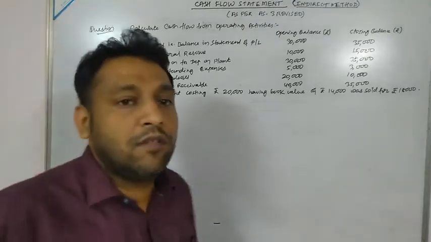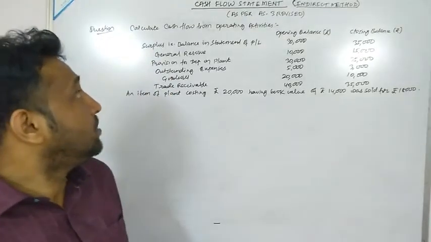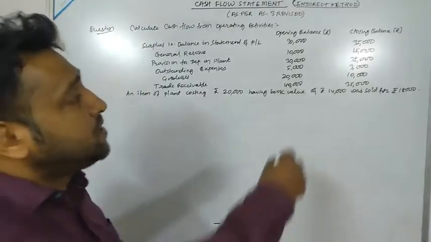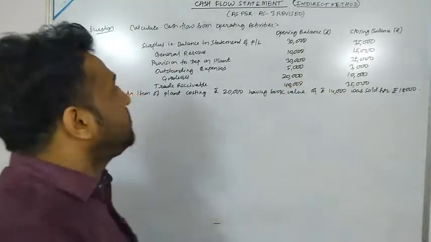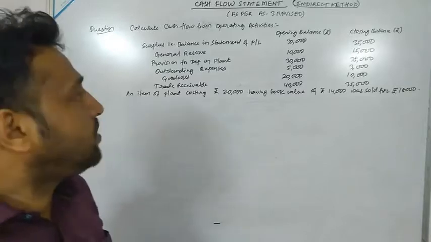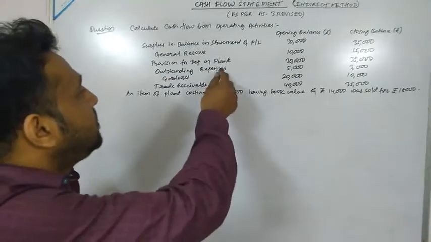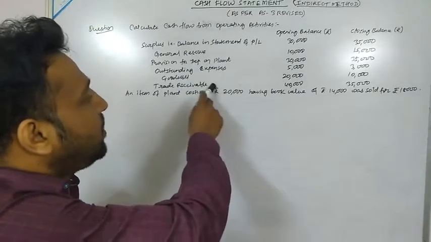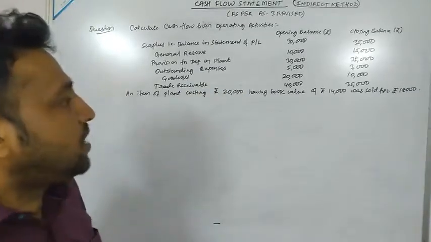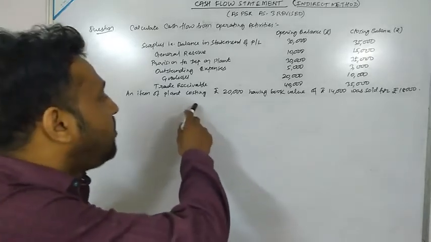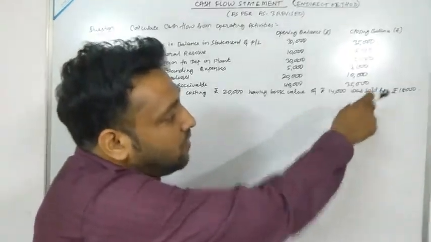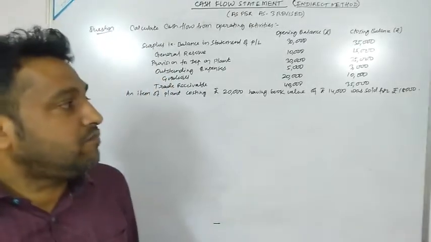So now let us solve the next question. Calculate cash flow from operating activities. Your opening balance and closing balance have been given: surplus balance in statement of profit and loss account, general reserve, provision for depreciation on plant, outstanding expenses, goodwill, trade receivable. Also one adjustment has been given. An item of plant costing rupees 20,000 having book value of rupees 14,000 was sold for rupees 18,000.